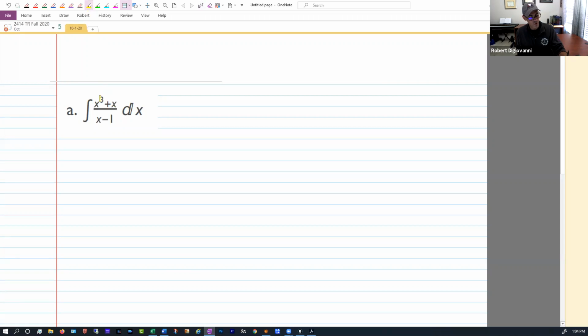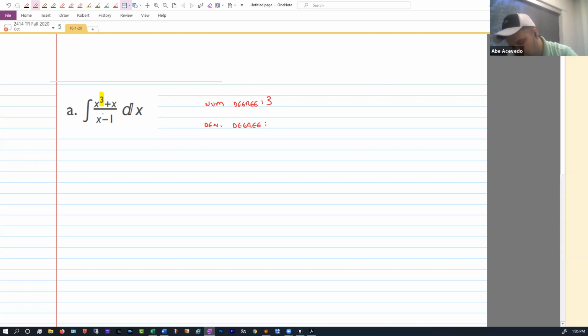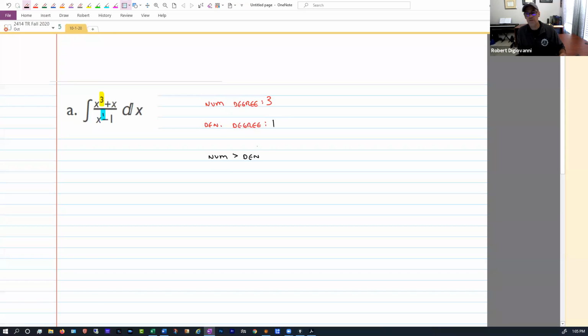The degree of the numerator is 3. So the numerator has a degree of 3. And the denominator has a degree of what? 1, because the highest power of x we have down there is 1. So the degree is 1. In this case, the degree of the numerator is bigger than the degree of the denominator, and so our first step is long division. That's the first thing we're going to do. This implies that we must do long division first.